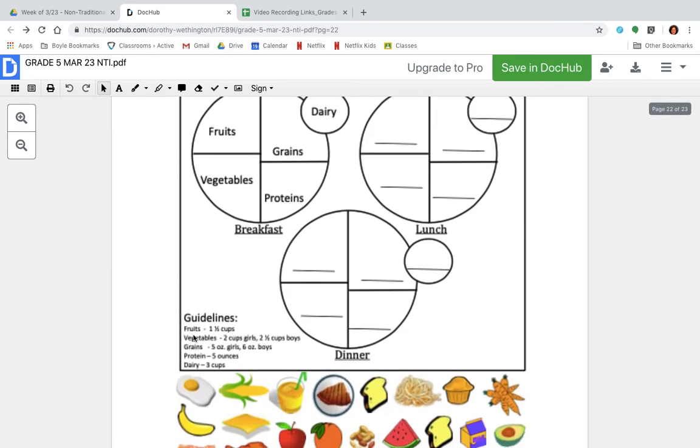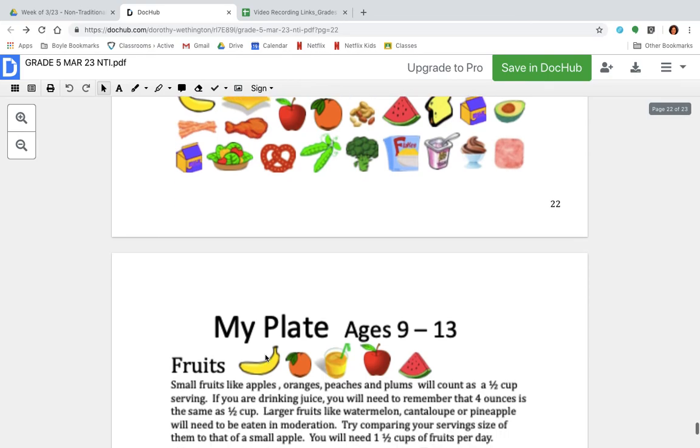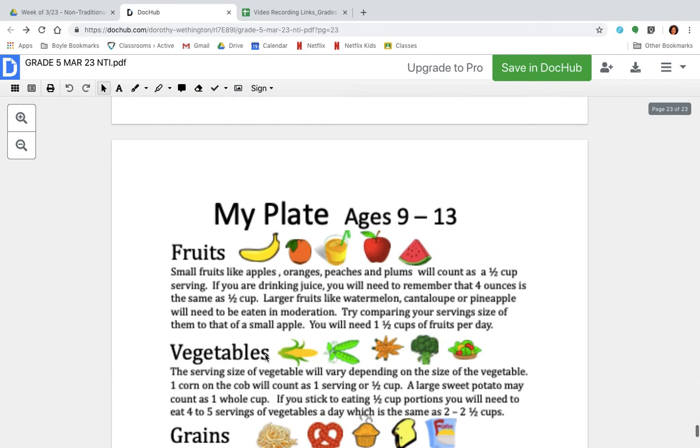The guidelines are fruit equals 1.5 cups. Vegetables is 2 cups for girls, 2.5 cups for boys. Grains is 5 ounces for girls, 6 ounces for boys. Protein is 5 ounces and dairy is 3 cups. My Plate, ages 9 to 13. Fruits.